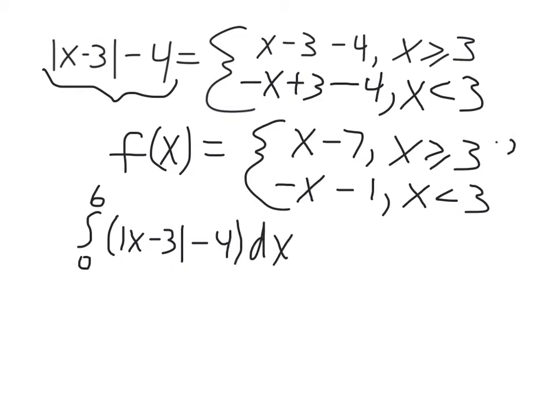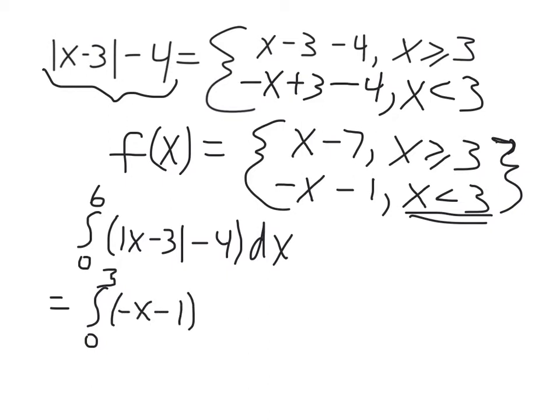Well, because of the change at the value of 3, we're going to need to separate this into two different parts. We'll go from 0 to 3, and what's the integrand for that part? Okay, that's going to be when x is less than 3, so we'll be integrating negative x, or opposite of x, minus 1.